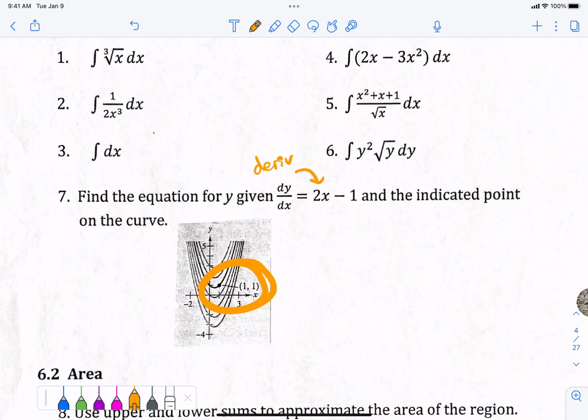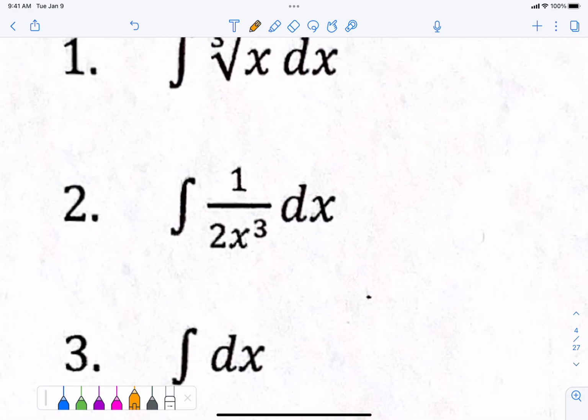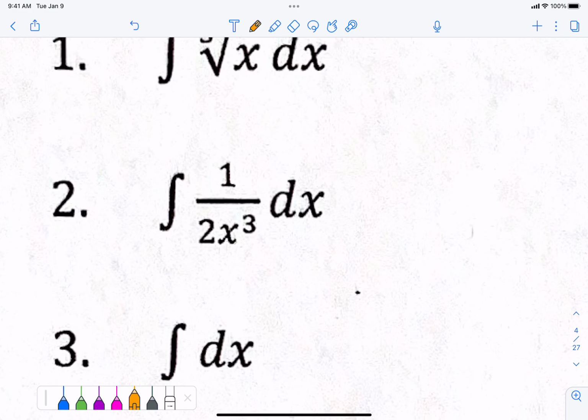Except I bet you did 2 wrong. Did you move the 2 up to the top with the x cubed? I bet you did 2 wrong, because you shouldn't. By the way, number 2, we'll talk about number 2 real quick. It should be 1/2 x to the -3 power. The 2 stays down. The x to the third is the only thing that comes up. Now I'll take the antiderivative. There you go.